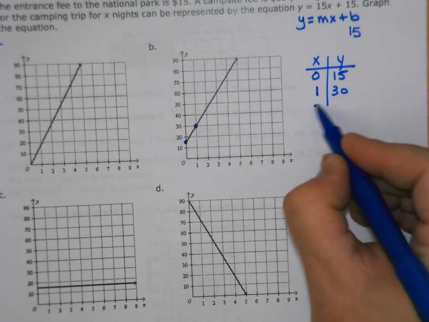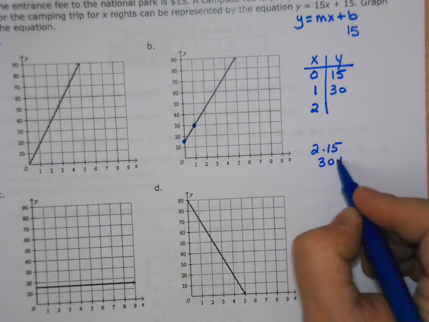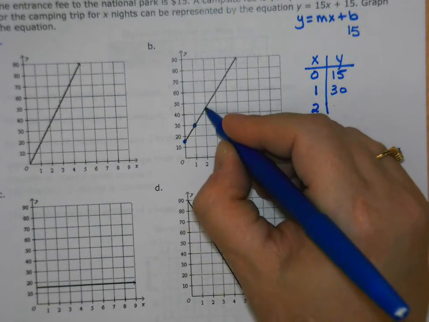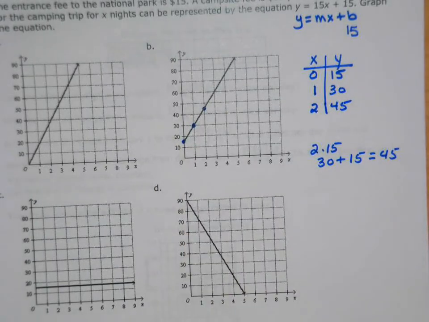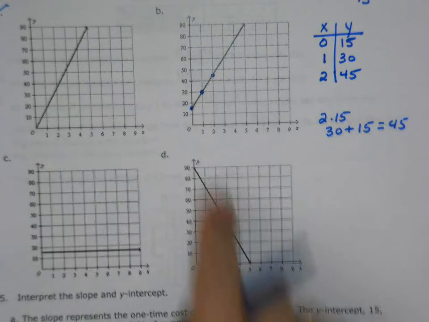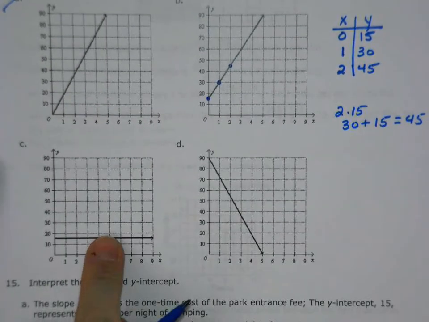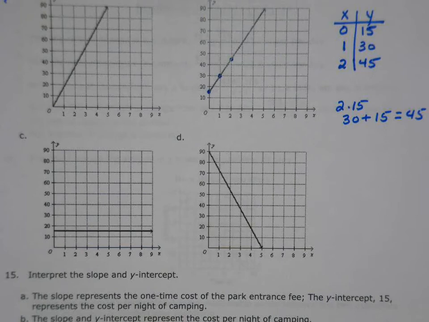1 night would be 1 times 15 plus 15, which is 30, so I could check 1 and 30. If I did 2 nights, it would be 2 times 15, which is 30, plus the 15, which is 45. So 2 nights would be 45, so it's looking like it matches. So remember, you can use the equation to solve and make sure that your points fall on the line. This one doesn't even make sense because it's showing a decrease, and of course if you're paying for something in a situation like that, it's going to be an increase. And this one, C, is showing no change. So that doesn't make sense.